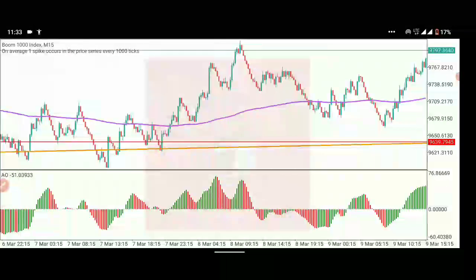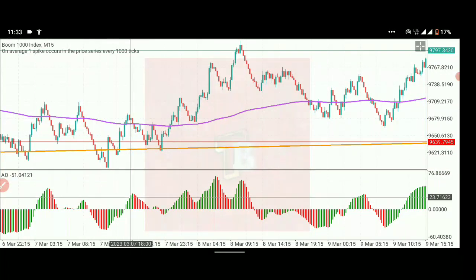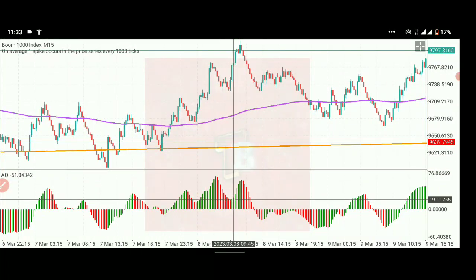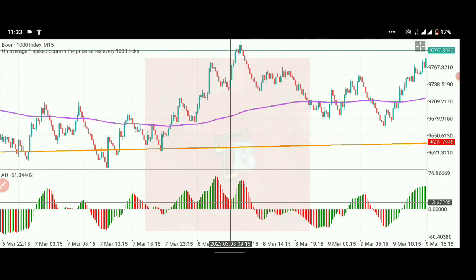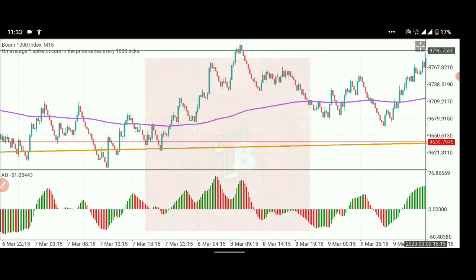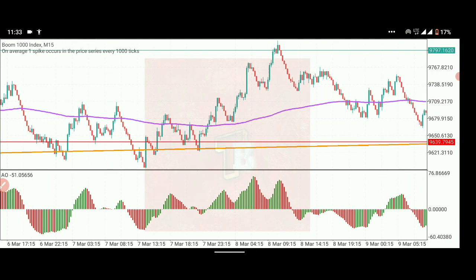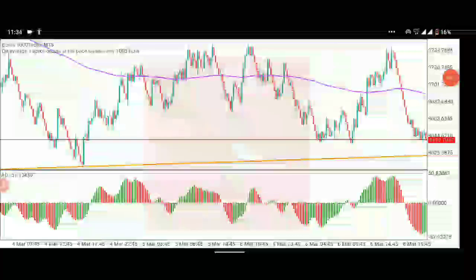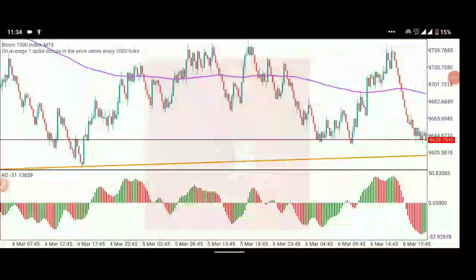Look at another one right here. After the correction, you can take your buy. After this one, you can enter here and take it up to this point. Then you can exit the market. All right, so that's that for trading the saucer signal.